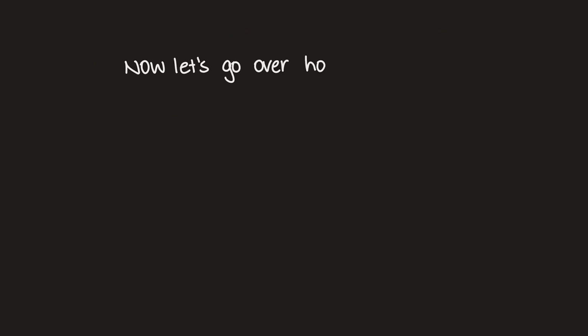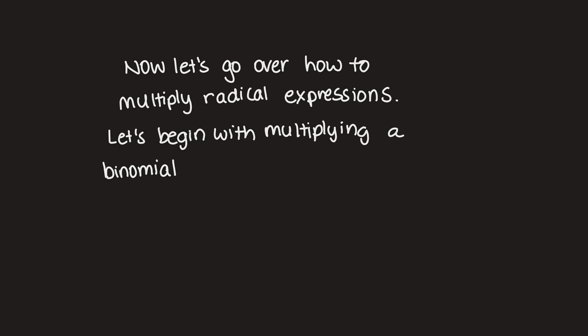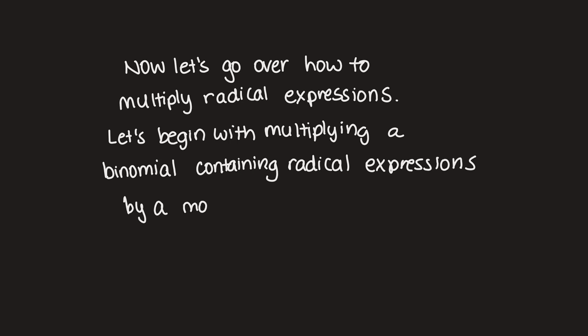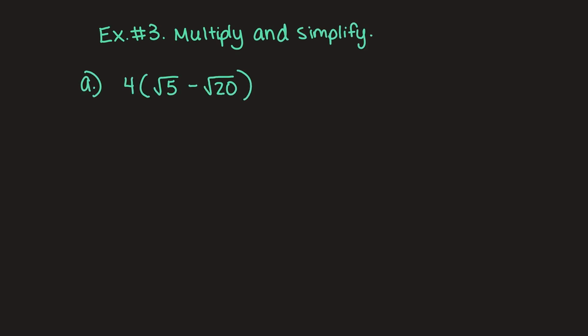Okay, now let's go over how to multiply radical expressions. And we do this by utilizing the product rule for radicals. So let's begin with multiplying a binomial containing radical expressions by a monomial. So to multiply this, we distribute the 4 to each term.